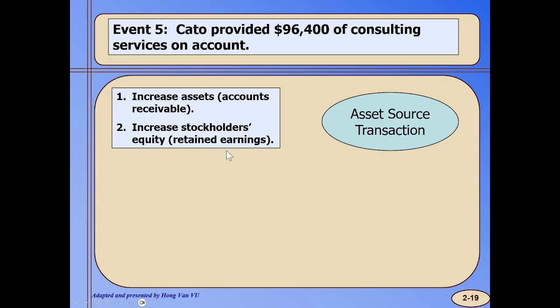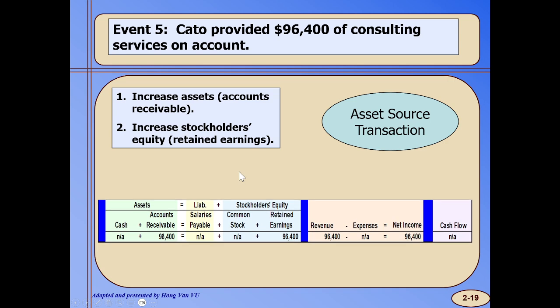This type of transaction is frequently referred to as providing services on account. This transaction increases the asset accounts receivable, and because of the revenue it earns, it increases the retained earnings stockholders' equity account. It is classified as an asset source transaction.